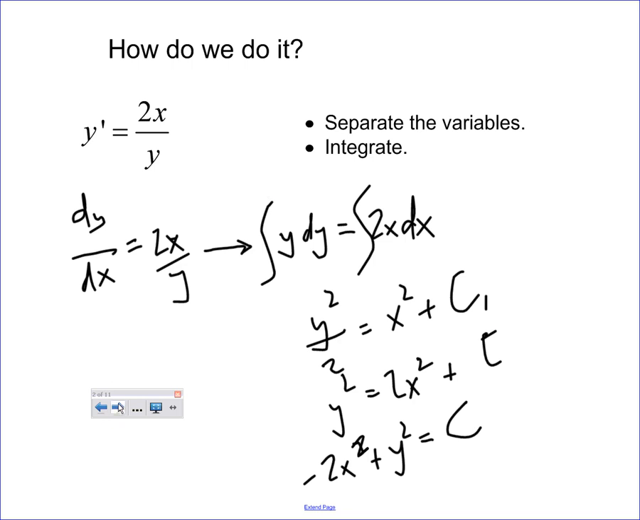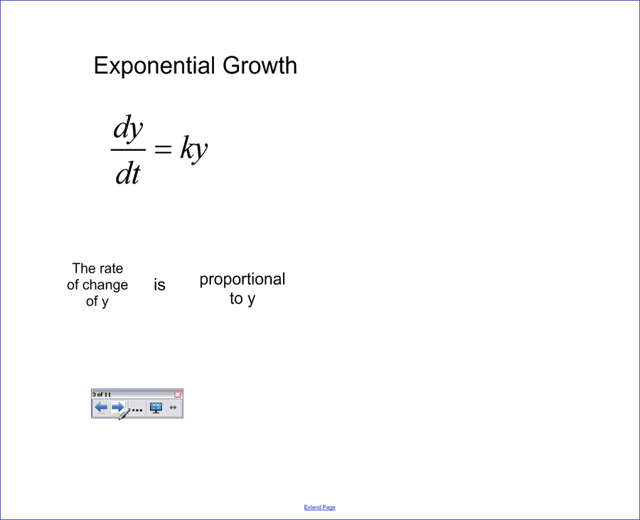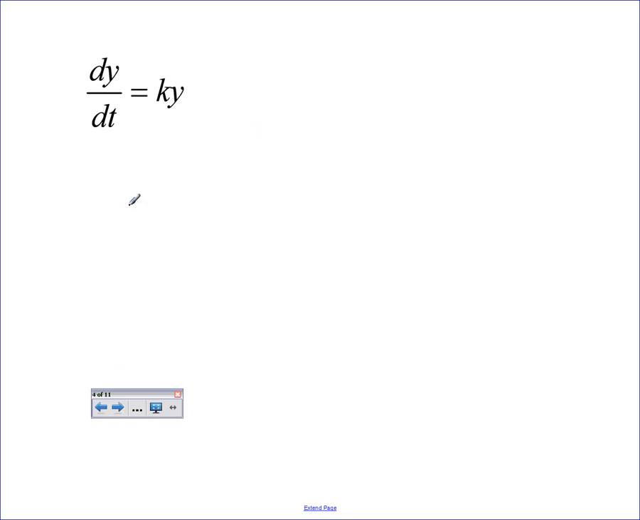When we're talking about exponential growth, dy/dt is equal to ky. What that's saying is that the rate of change of y is proportional to y. So how y changes over time in this case is proportional to y itself. That's a differential equation. We want to do the whole separate the variables thing.